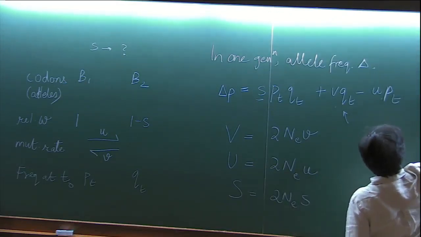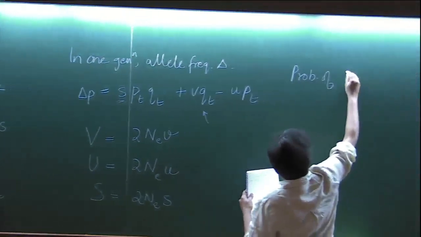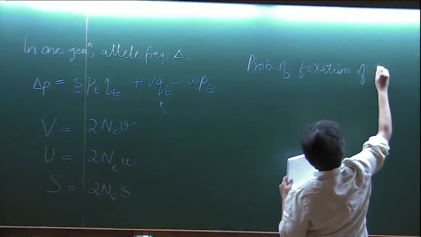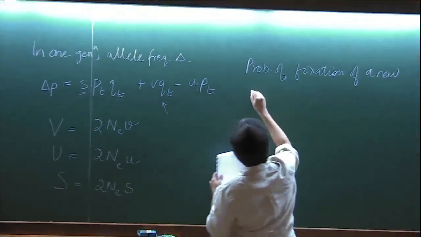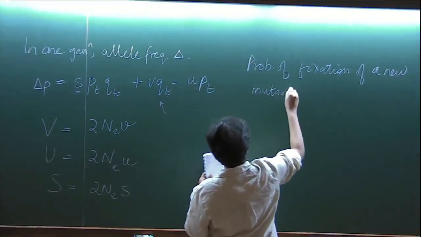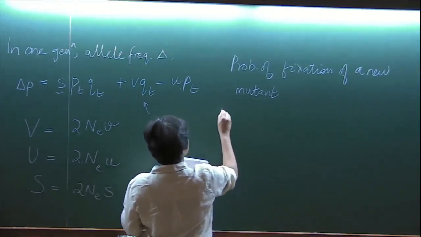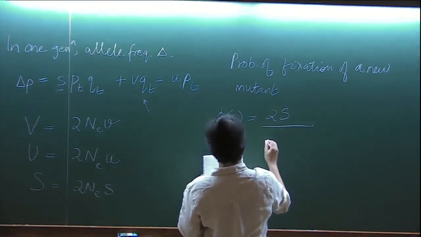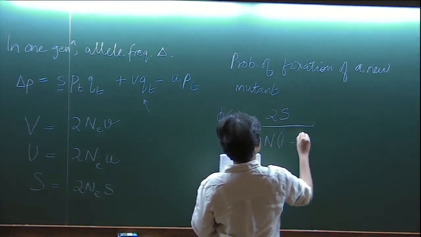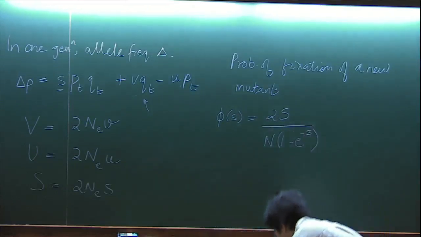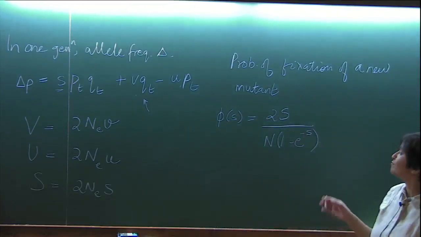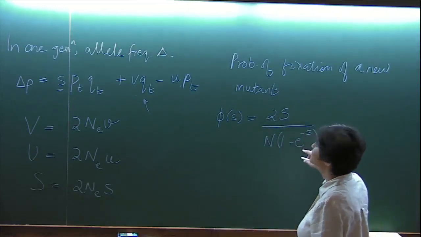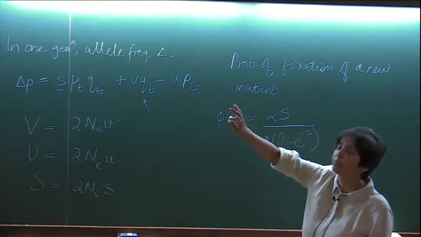So the probability of fixation of a new mutant, calling this phi s, ultimately boils down to 2s over n, 1 minus e to the minus s. I'm not going to derive this because I have no idea how he derived this, except that that's what he does in this paper. But I think it's interesting because it gives us some insights into what may be going on, right?